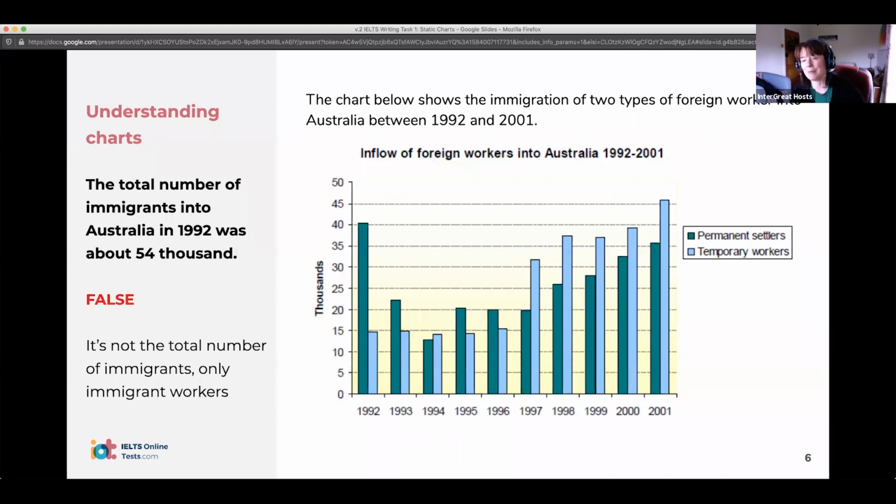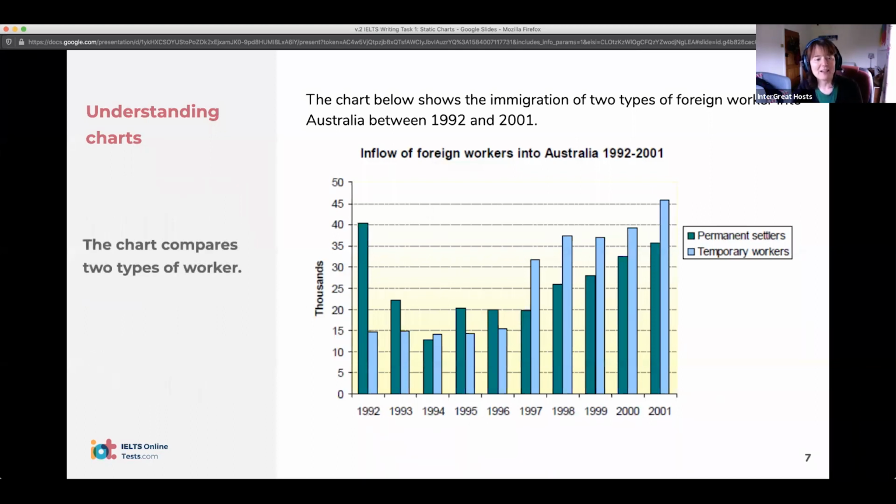Pratham has written up that if you join the two different ones together, permanent and temporary together for 1992 is 54,000. All right, let's move on. It compares two types of worker. Yes, true. We've got permanent and we've got temporary workers. So that's one of the divisions of the chart.